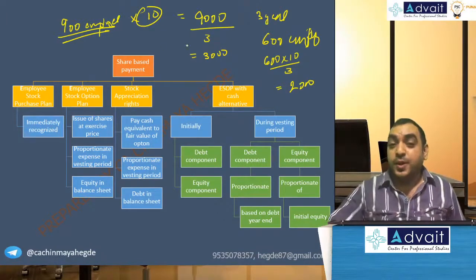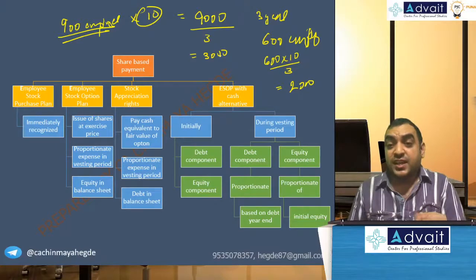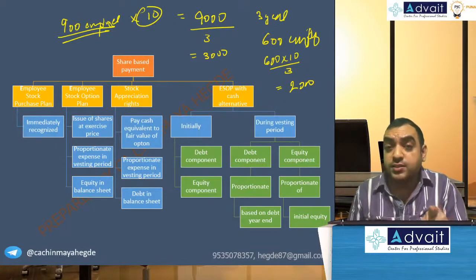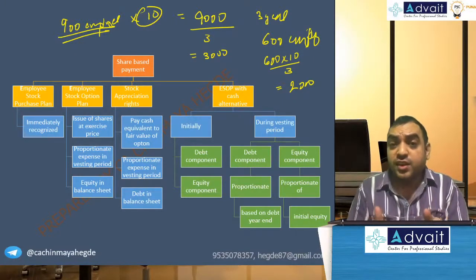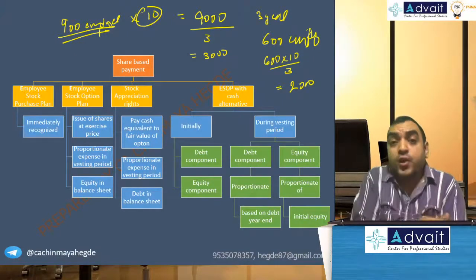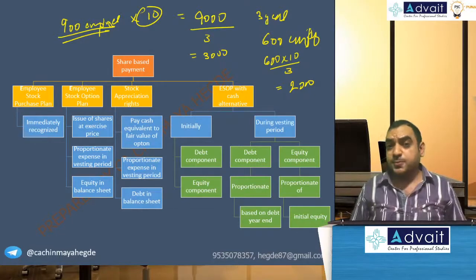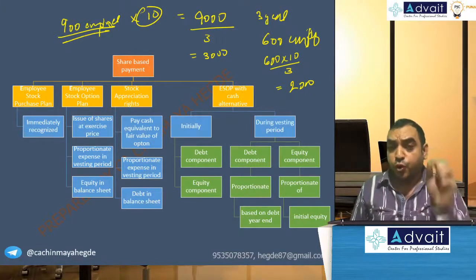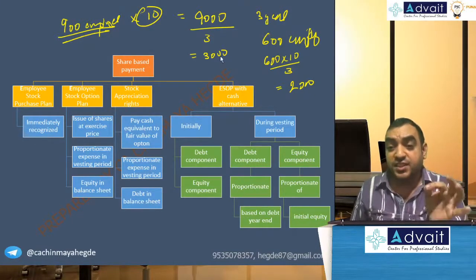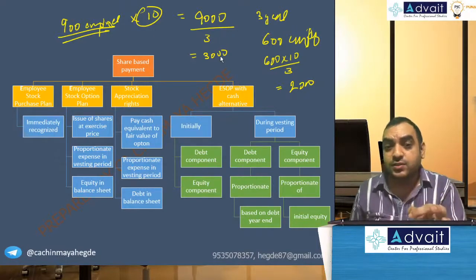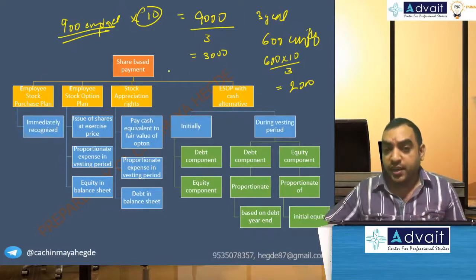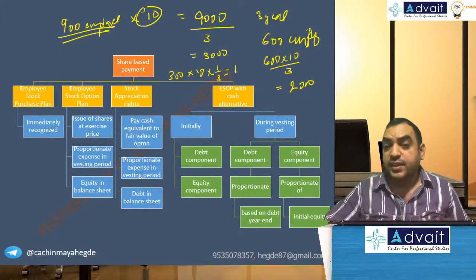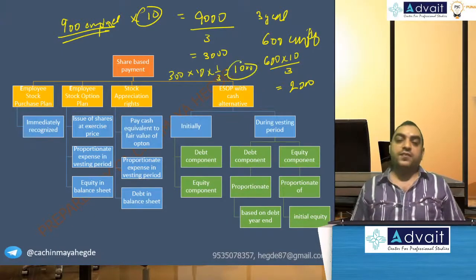What is that problem? In the previous year, we had recognized the expense for 900 employees. Out of 900 employees, it became 600, which means for 300 employees the expense already recognized now needs to be reversed. How do you do it? 300 employees into 10 rupees into 1 by 3, that means 1,000 rupees need to be reversed.